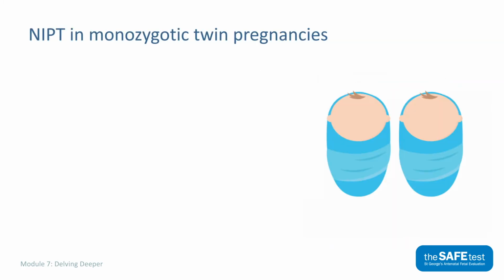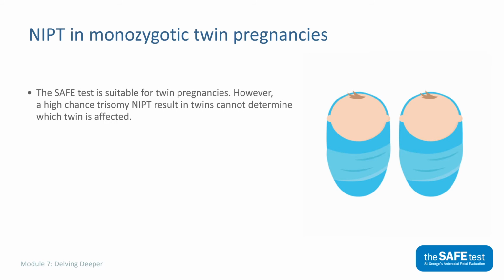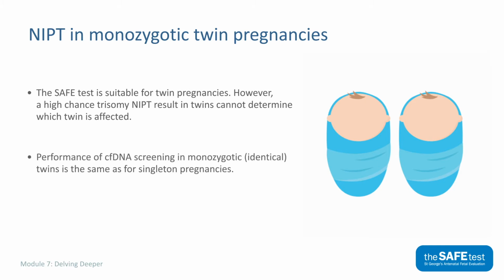NIPT in monozygotic identical twins. A high-chance trisomy NIPT result in twins cannot determine which twin is affected. Performance of cell-free DNA screening in monozygotic twins is the same as for singleton pregnancies.